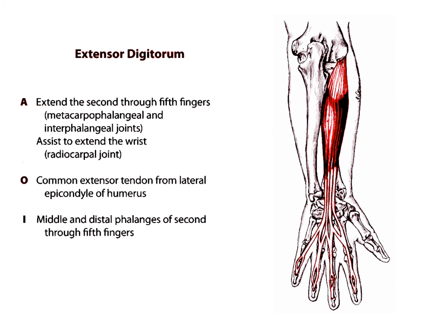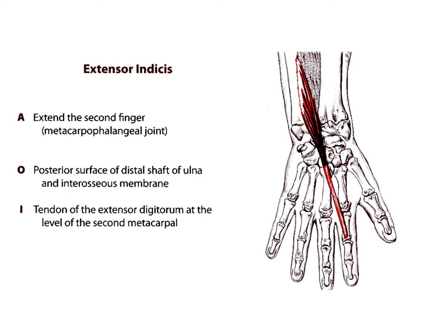The extensor digitorum is responsible for extending all four fingers at all joints, and since it crosses the back of the wrist, it also assists with wrist extension. It originates on the lateral epicondyle of the humerus and inserts on the posterior side of each bone in the four fingers. The extensor indicis acts to extend the index finger, but it is not considered a wrist extensor due to its small size. It originates on the ulna and inserts on the tendon of the extensor digitorum in the index finger.